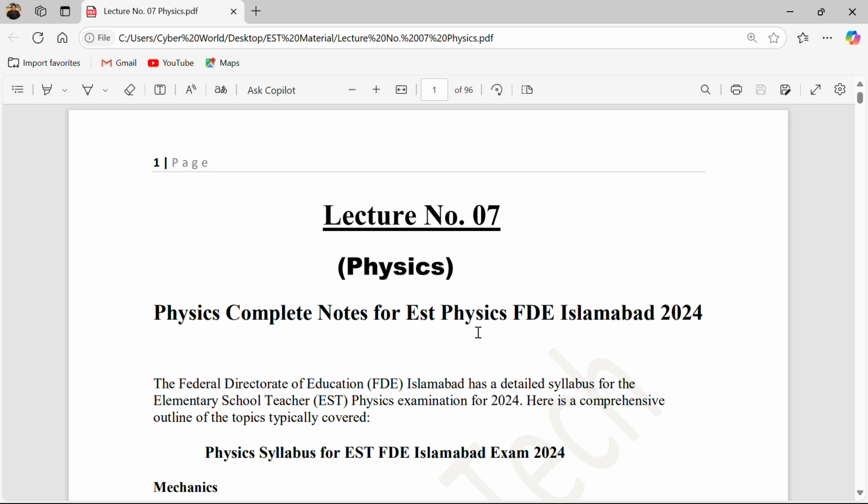So we are starting our lecture number 7. In this, we have to cover the physics topics for the test for EST Physics FDE Islamabad 2024. Okay, so here you can get complete notes for EST Physics. Okay, Federal Directorate of Education Islamabad FDE.